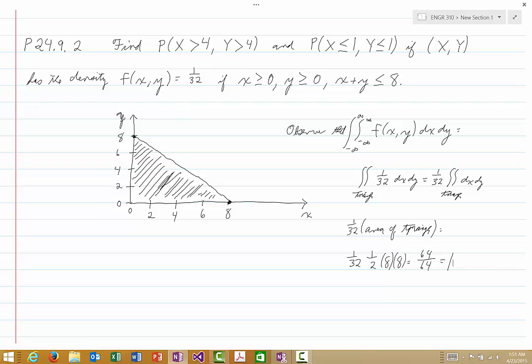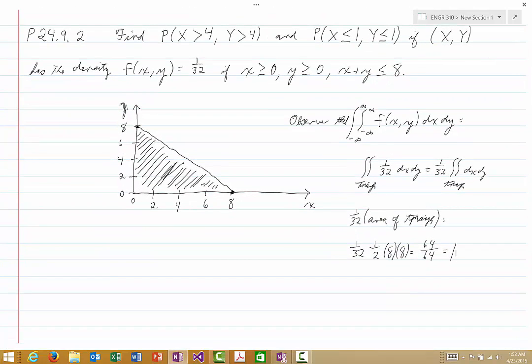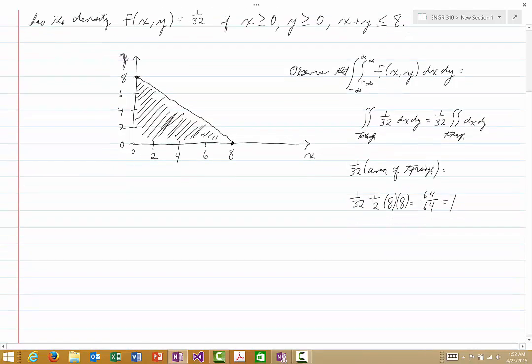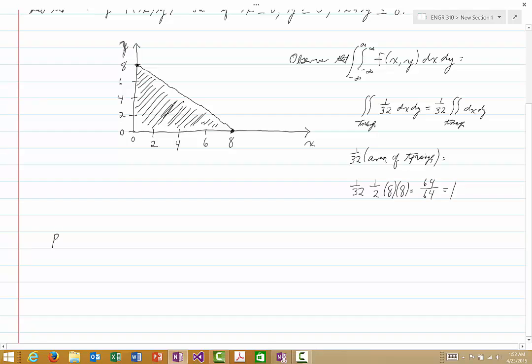It's not something you necessarily need to do in order to solve this problem, because remember, what we're actually asked for here is the probability that x is greater than 4 and y is greater than 4. That's one thing we need to find, and then the other thing we need to find is the probability that x is less than or equal to 1 and y is less than or equal to 1. So to find those, we really didn't have to do this calculation, but it's a nice thing to observe. Okay, so how do we solve these problems? The probability that x is greater than 4 and y is greater than 4.